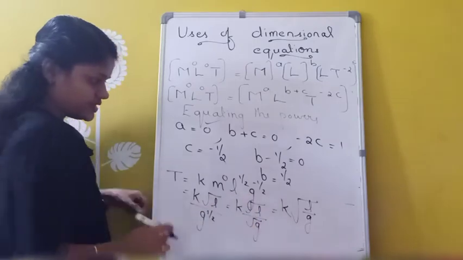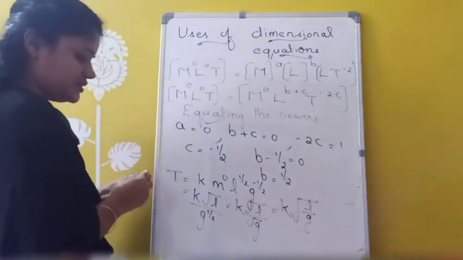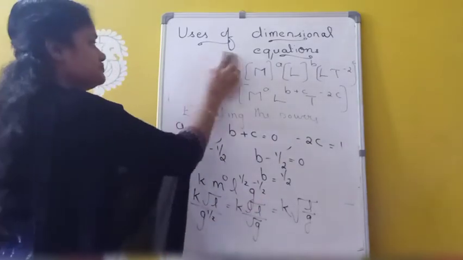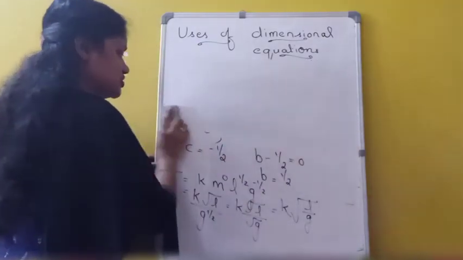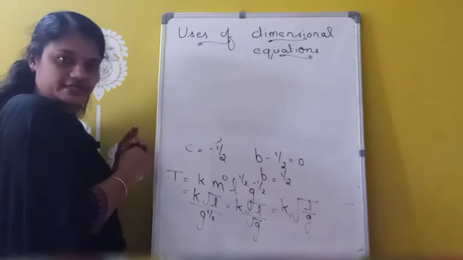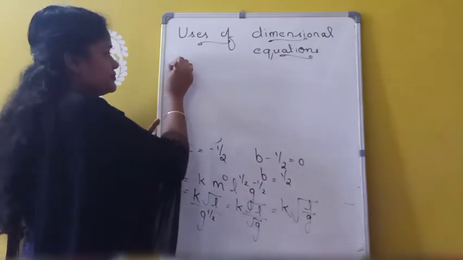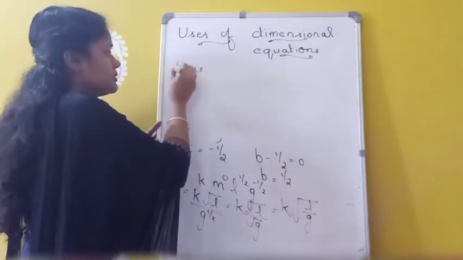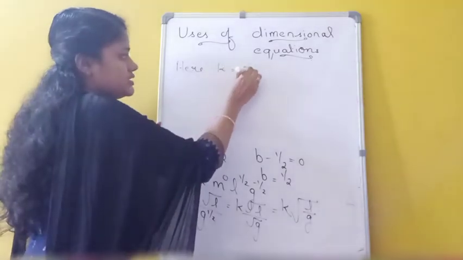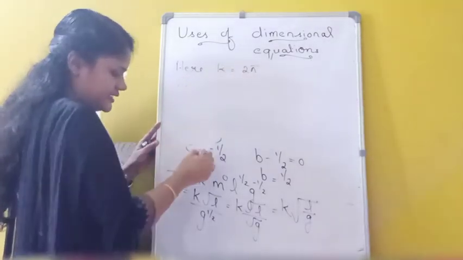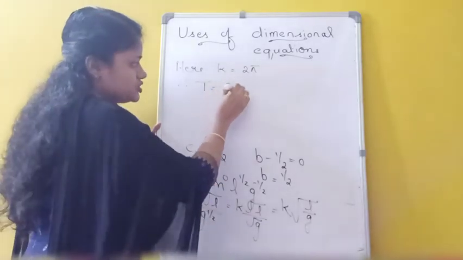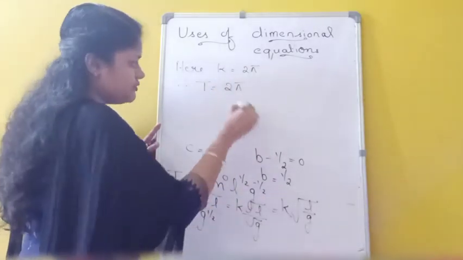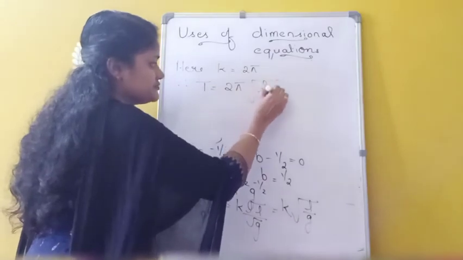And if we know the value of K, the constant, we can substitute here. So here K equals 2 pi. Therefore, how will you write the time period? T equals, instead of K, we can now write 2 pi. What remains? Root of L by G.